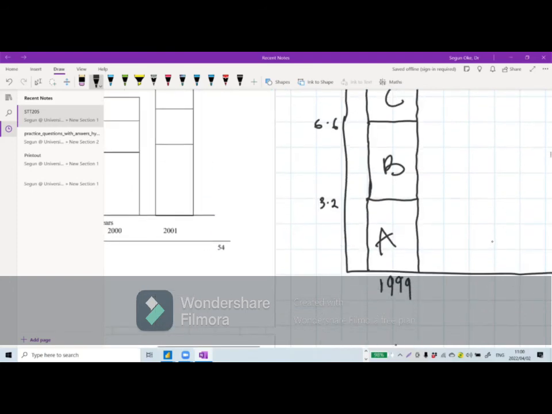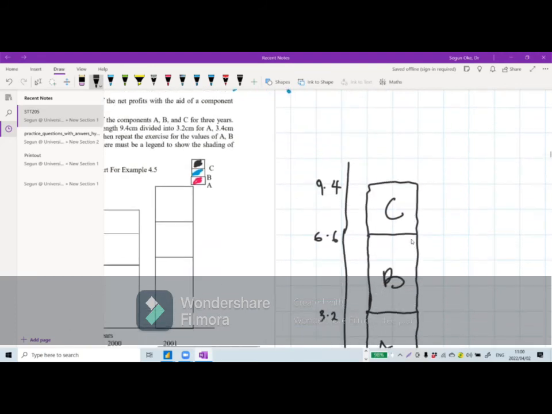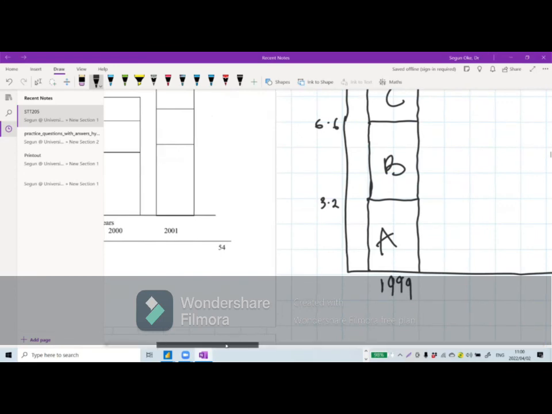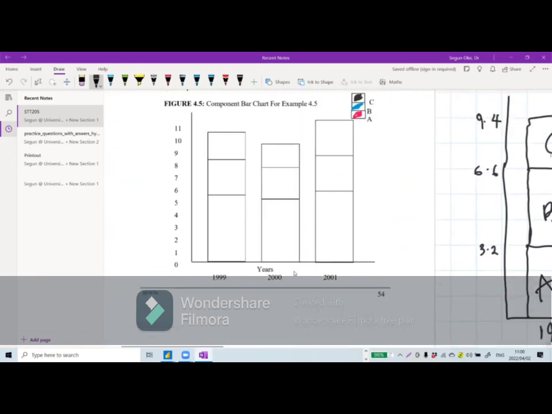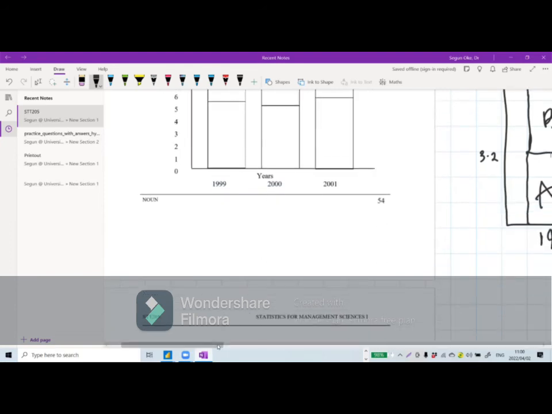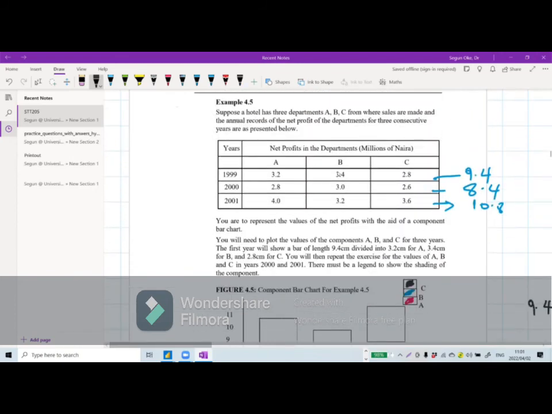Can you see it now? 9.4. Yes, sir. So it depends. That is why you will see from the diagram, this one is bigger. Look at this one. The portion is a bit smaller. Yes, it's 6.6, but do not take it away from it. So we just draw it gradually like that. You are building up, not starting from scratch. That is where A started from. Are you getting it now? Yes, sir.